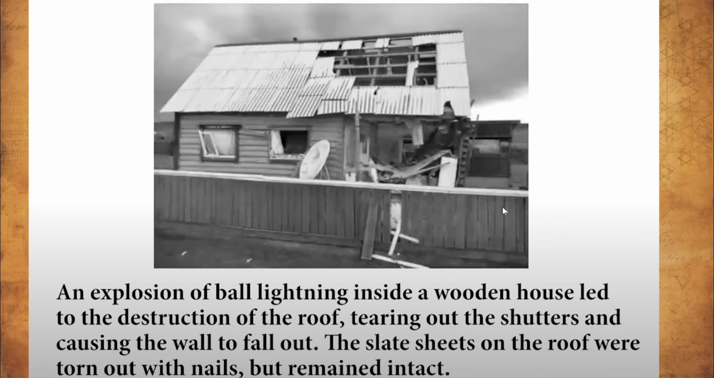Next, we see an image of a ball lightning explosion that occurred inside a wooden house during a large thunderstorm. And Anatoly notes that the slate sheets on the roof were torn out with the nails, but the sheets were not themselves shredded or damaged. They remained intact and they just slipped off. So it's quite an unusual explosion.